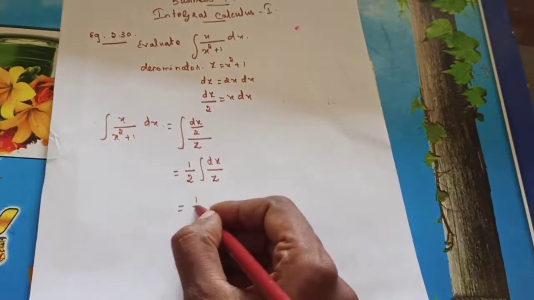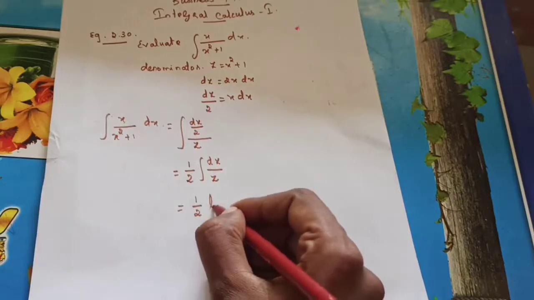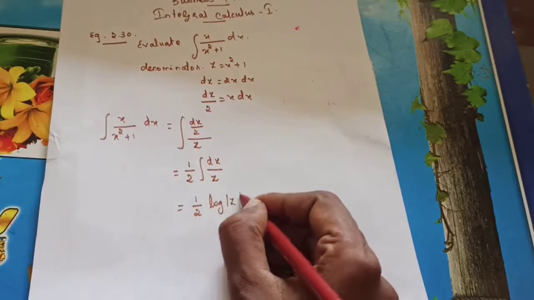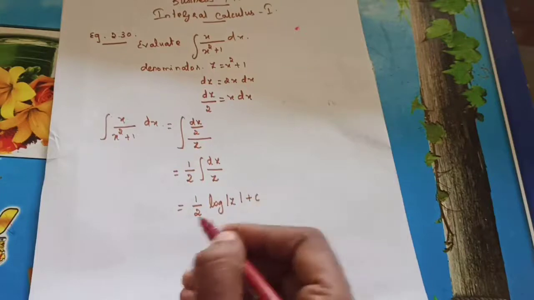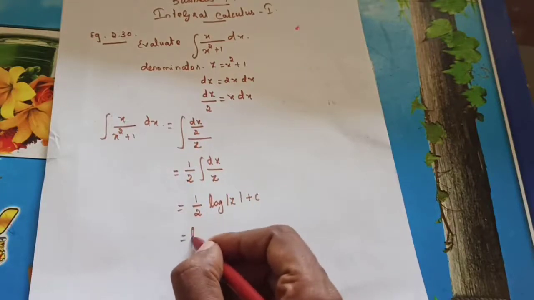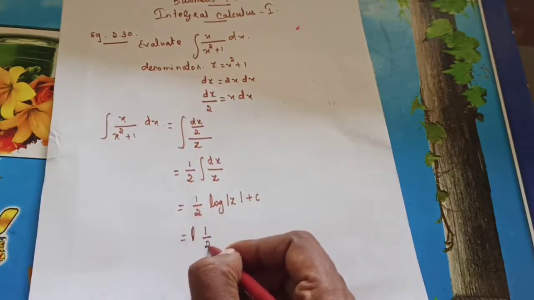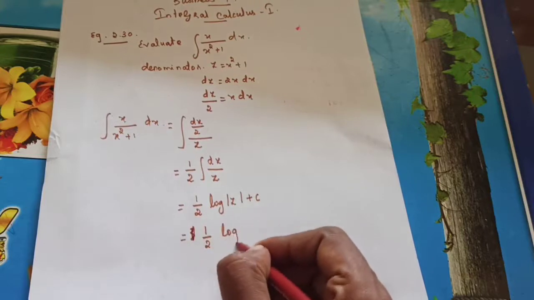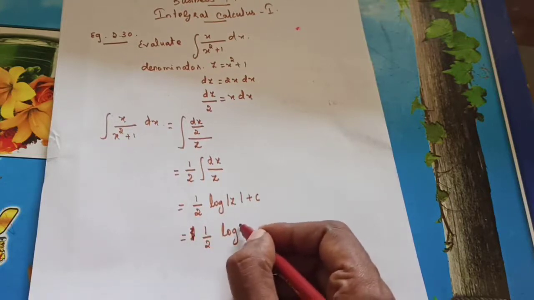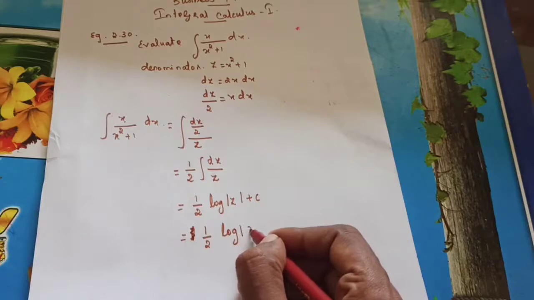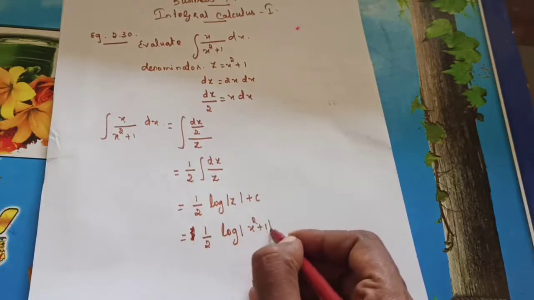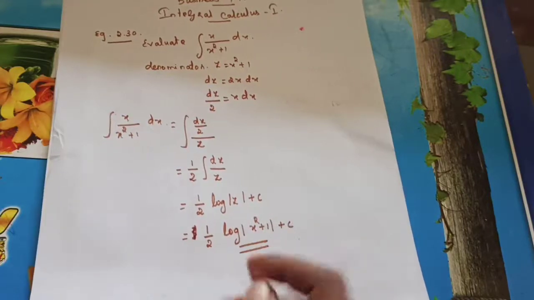z, as you have learned already, that is 1 by 2 into log of mod z plus c. Okay, that is equal to 1 by 2 into log of mod z. What's the value of z? You can substitute x square plus 1 plus c. Have we got it? Very easy. Okay, shall I repeat it again?